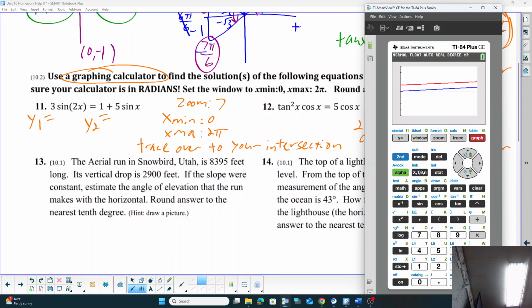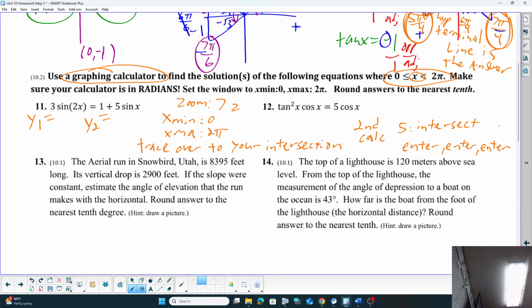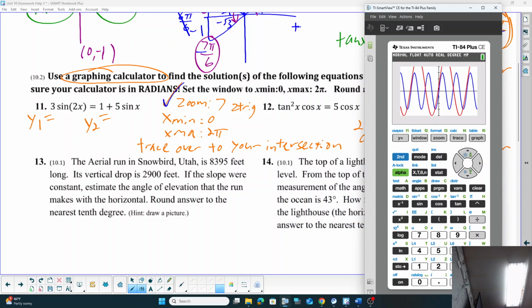See, you don't see an intersection yet. So we're going to have to go to ZTrig, which is Zoom 7. So first do Zoom 7. ZTrig is what that is. So we'll use a different color there. Okay, so ZTrig, that's better.